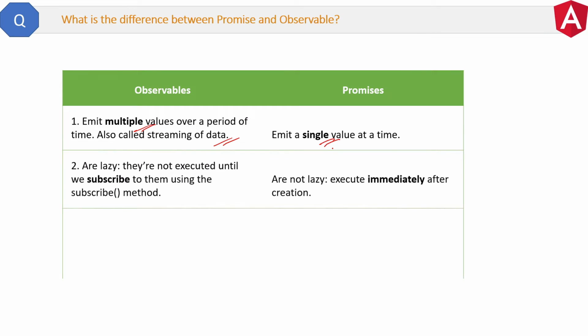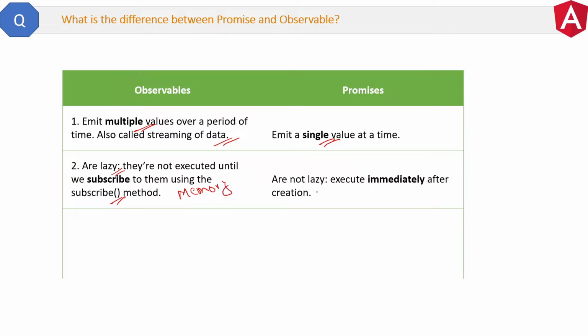Next difference: observables are lazy. They are not executed until we subscribe to them using the subscribe method. For example, if you have written some code in your Angular service for an observable which receives some data from an API, but no component is subscribing to it, then this observable written in the service will not even generate the data. This is very beneficial as it saves the resources and memory of your CPU.